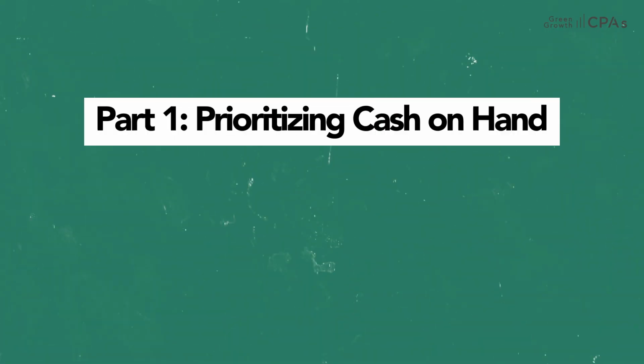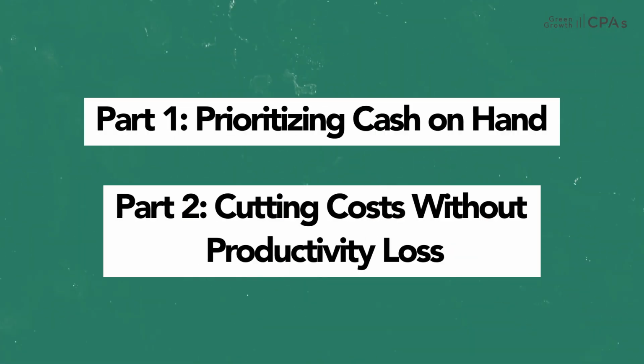As a cannabis business operator, you understand that cash is the lifeblood of your company, and it can be incredibly overwhelming when having to manage that balance so tightly. So in this two-part video series, I'm gonna walk you through a framework on how to prioritize your cash, as well as how to cut costs without losing productivity so that you can sustain your business during these challenging financial times.